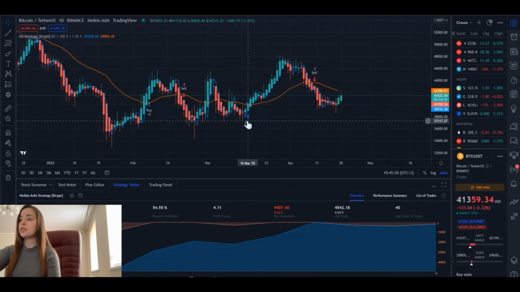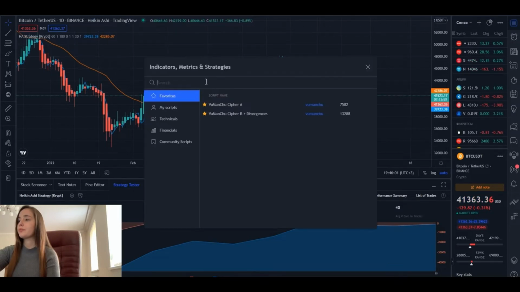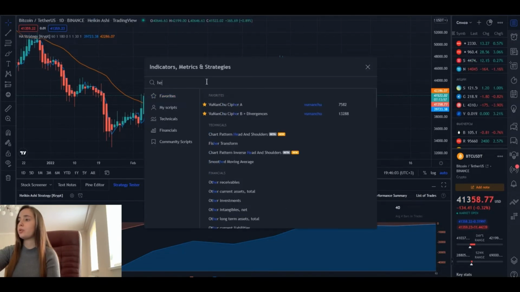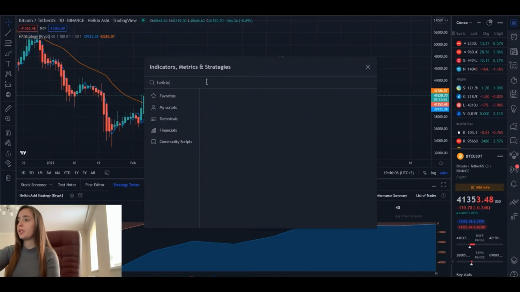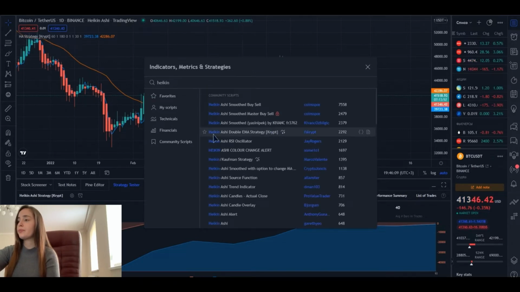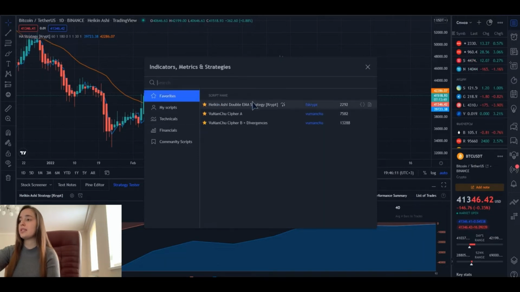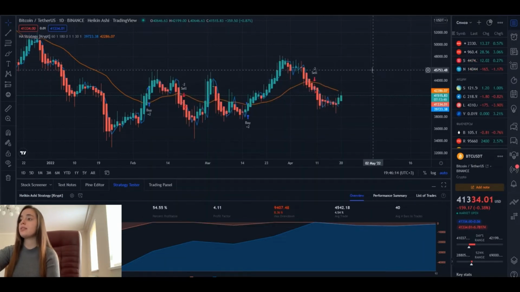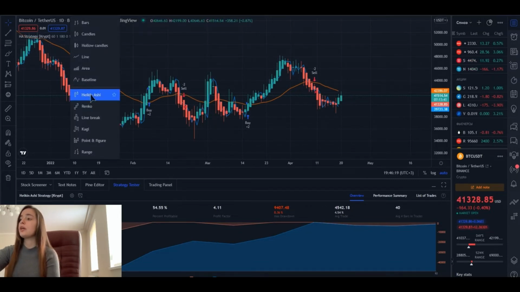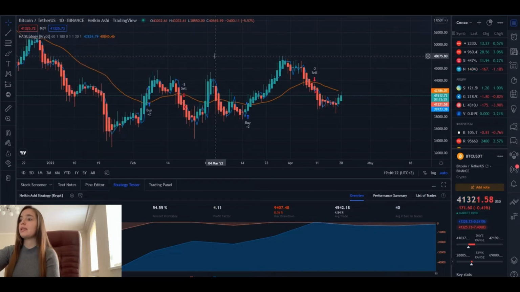To start using this strategy, first of all, you must find this indicator in the indicators. Its name is Heikin Ashi Strategy Crypto. So I will show you. Here we write it, and here we see this indicator, and just add it and activate. You will also need to switch the candles to Heikin Ashi. They will also make it easier for you to work with the chart because they don't show false reversal signals.